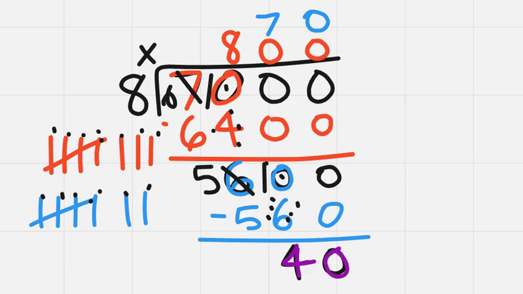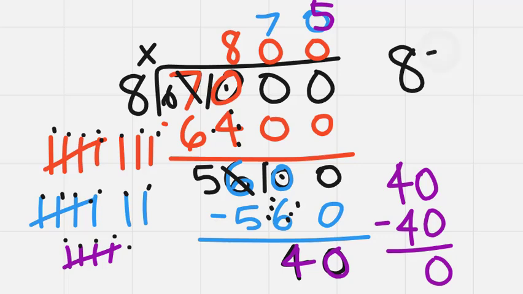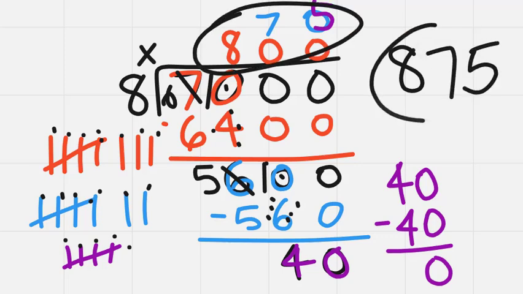Let's count by 8 until we get to 40 without going over. 8, 16, 24, 32, 40. We stopped right on the number. That's 1, 2, 3, 4, 5. We'll put the 5 directly above, and then we have to multiply to subtract. 8 times 5 is 40, so we'll do 40 minus 40, which is 0. Our answer is 875, which we get right up here.